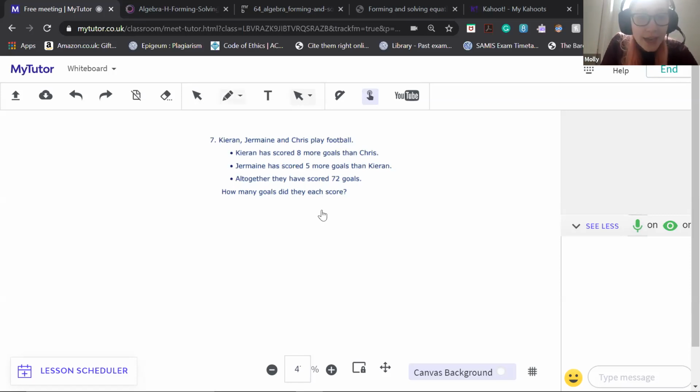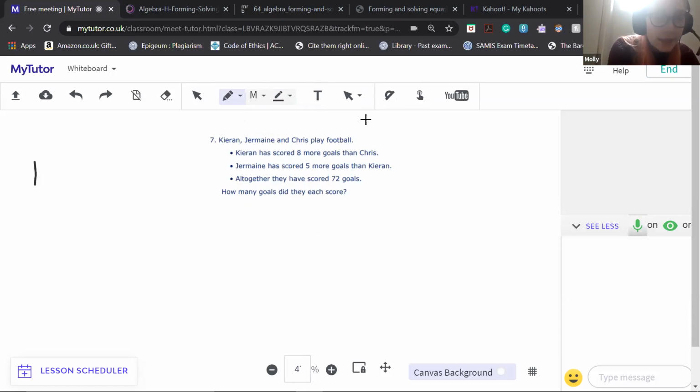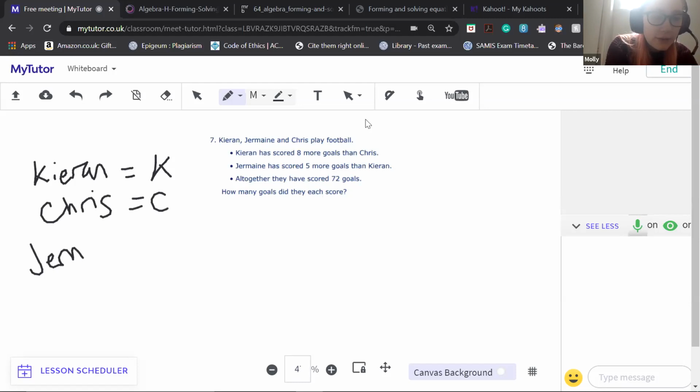So the first thing that we want to do here is form an equation. So let's call one of their scores x, and then we can work off that. So let's, for example, call Kieran's goals x, because Kieran is involved in each of these. So let's say Kieran, his number of goals is x. So Kieran scored 8 more goals than Chris, which means, well, actually, let's just give them each their own letters for now. Then we can put them all in terms of Kieran's goals. So Kieran is K, Chris is C, Jermaine is J. And now let's write these all in terms of those letters.